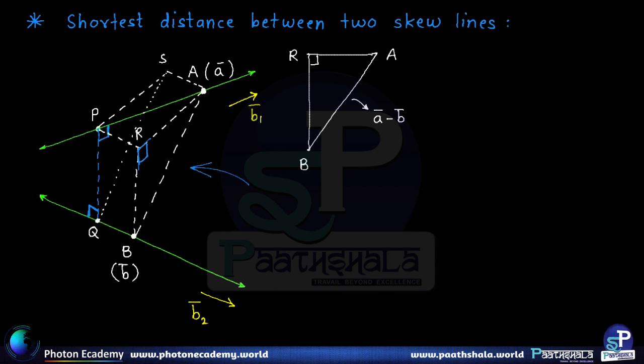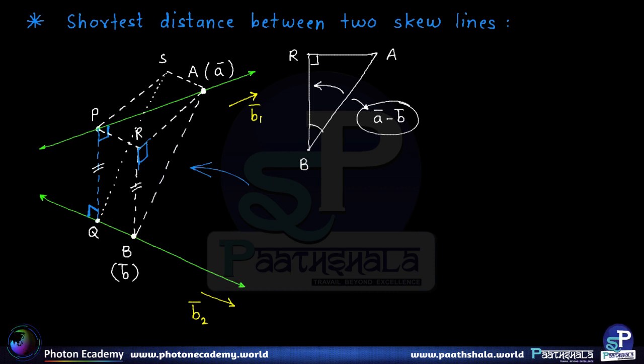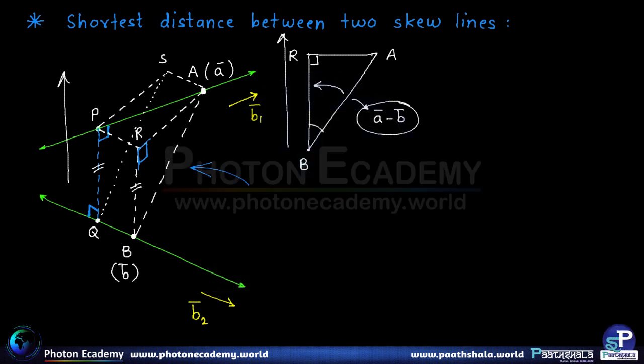Now if you observe, length PQ is the same as length BR, isn't it? So it is sufficient to calculate length BR, which is nothing but the required shortest distance. Now length BR is nothing but the projection of A bar minus B bar in the direction where BR lies. The direction in which BR lies is along the vertical direction as shown in the figure. That means to get that projection, we must get some vector in this particular direction so that we can get the projection of A bar minus B bar.